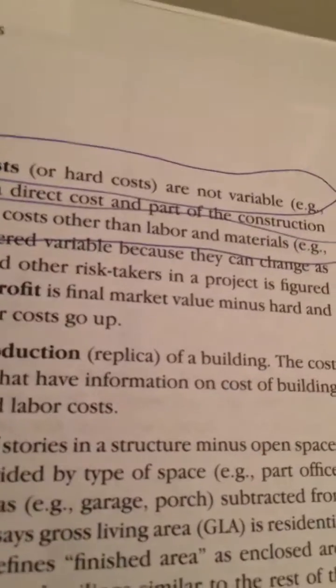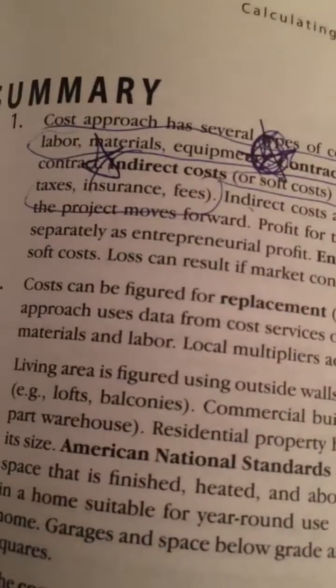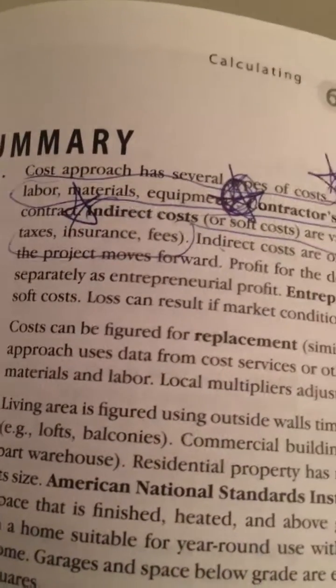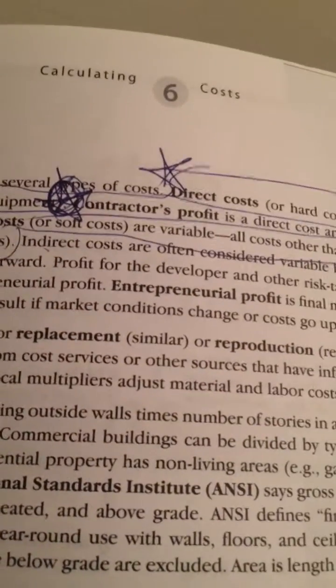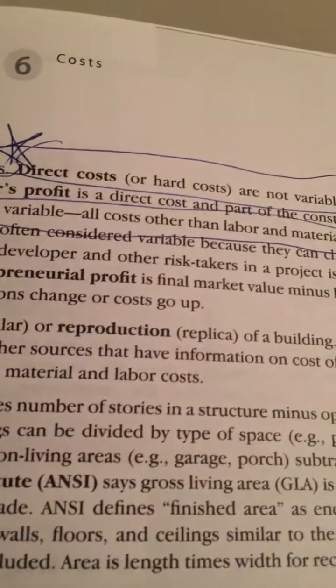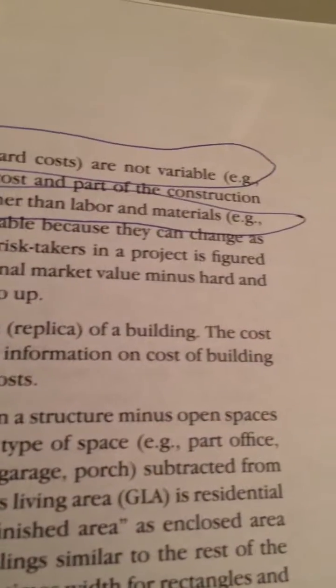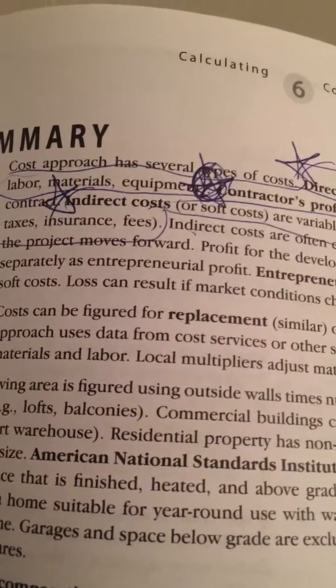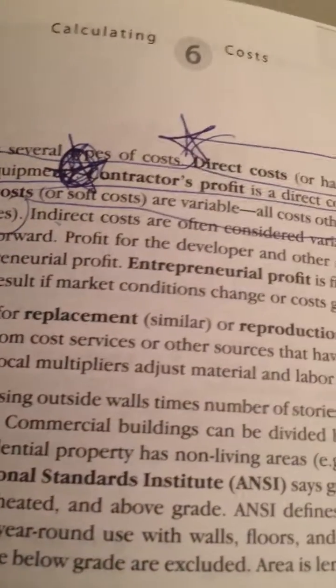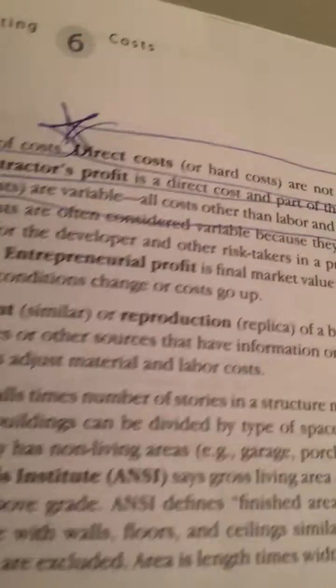Profit for the developer and other risk takers in a project is figured separately as entrepreneurial profit. Entrepreneurial profit is final market value minus hard and soft costs. Loss can result if market conditions change or costs go up.